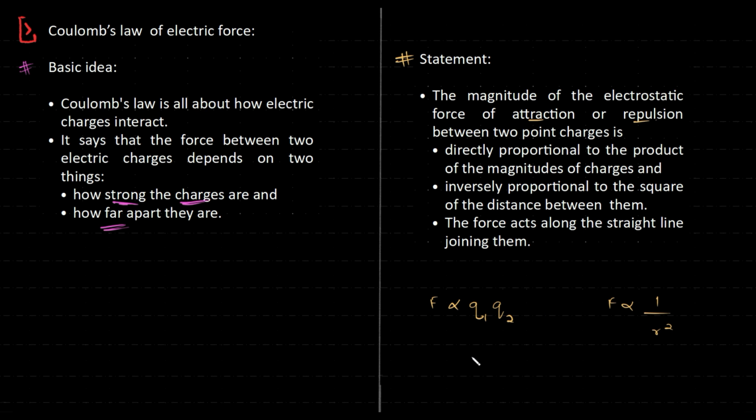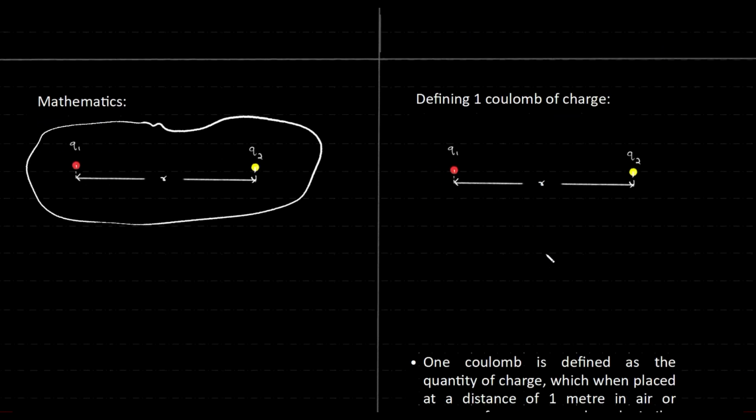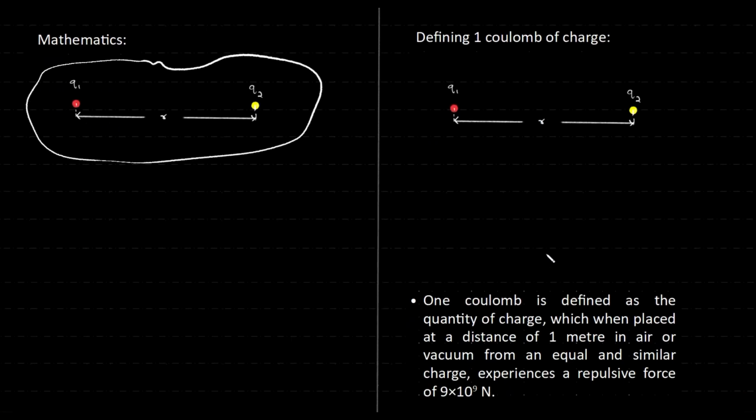Where have you seen this? Yes, it looks similar to your gravitational chapter. So this is nothing but your inverse square law. The force acts along the straight line joining them. Well, what does that mean, and how does all of this look mathematically? So we have two charges over here, Q1 and Q2. The distance between them is R.